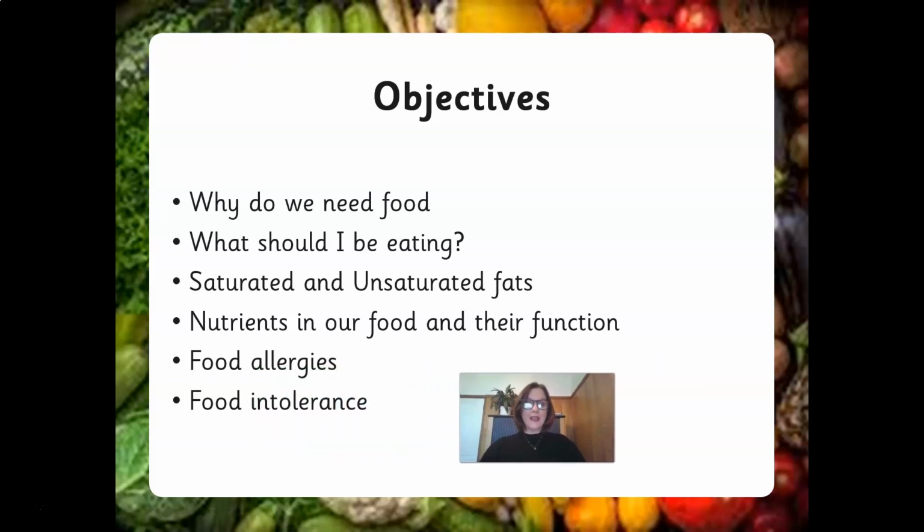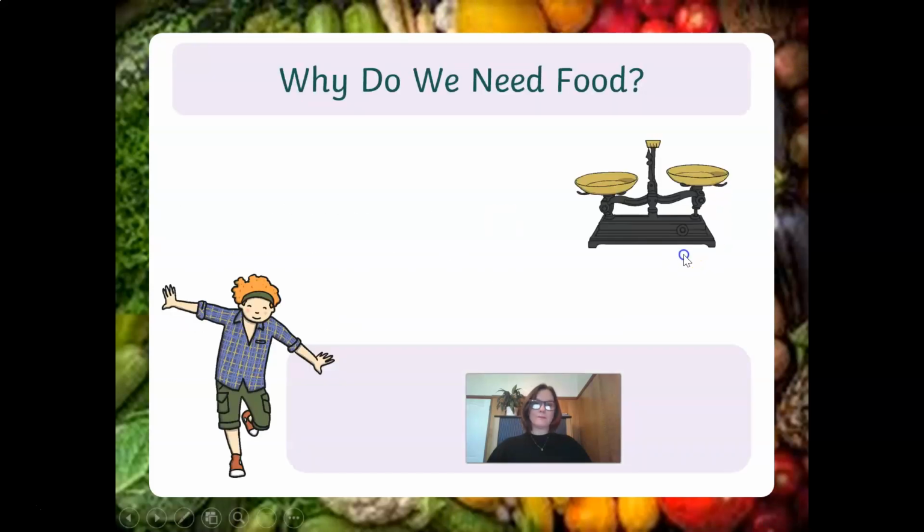Our objectives today are as follows. Why do we need food? What should I be eating? We're going to look at saturated and unsaturated fats. We're going to look at nutrients in our food and their function. We're also going to look at food allergies and food intolerance.